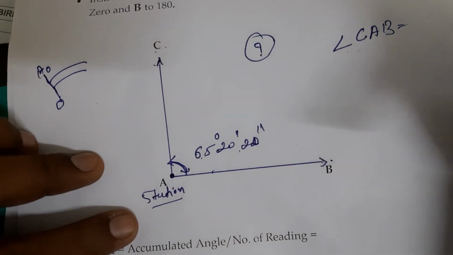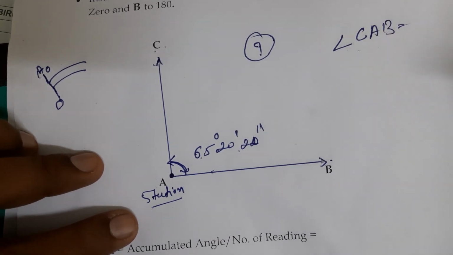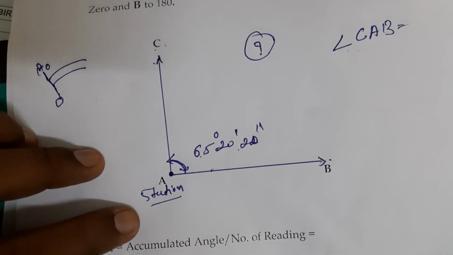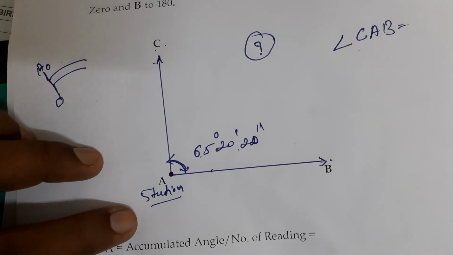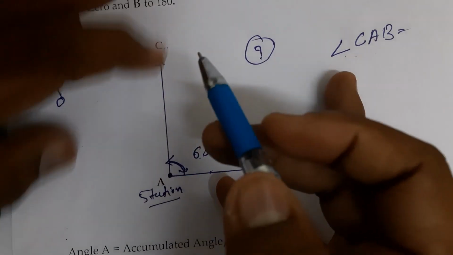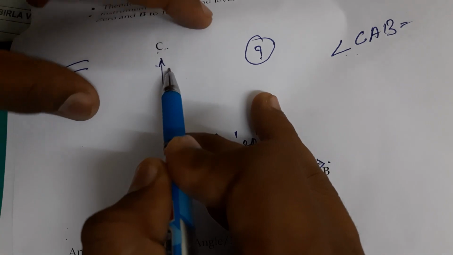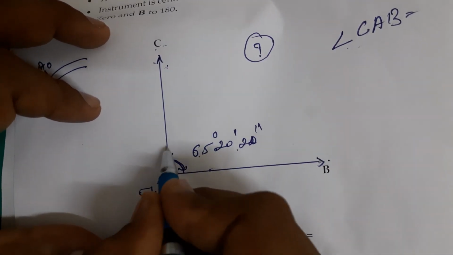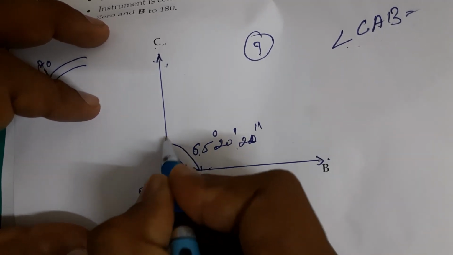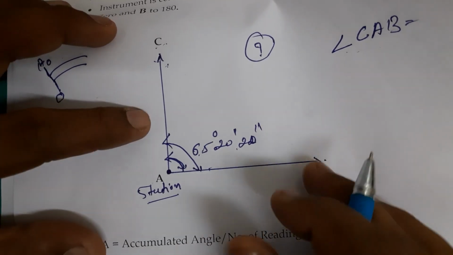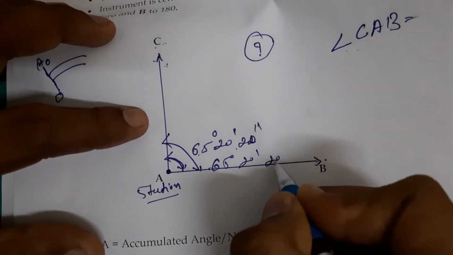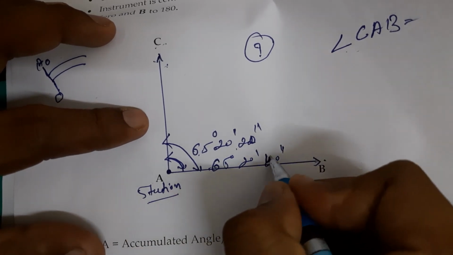So at the same reading we need to bisect station C. That's why we tighten the upper clamp, because the reading does not change. Understood? That's why the upper clamp is used. After that, once again we bisect the C point, then unlock the upper clamp and measure the B point from C. If the reading is 65 degrees, 20 minutes and 40 seconds, just assume that it's 40 seconds.